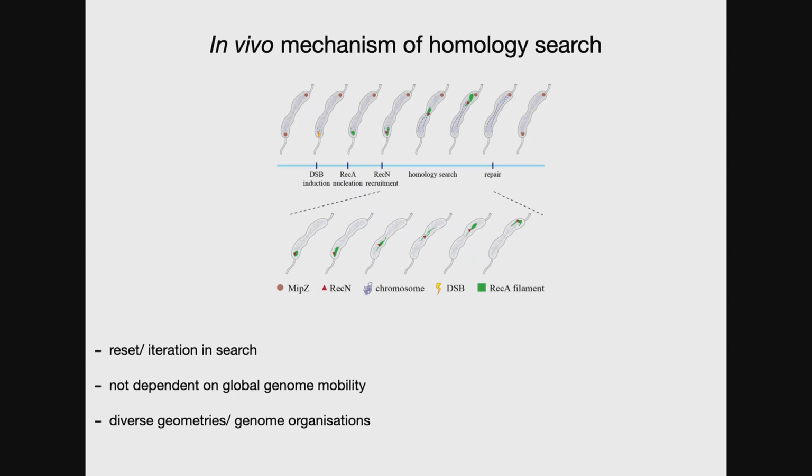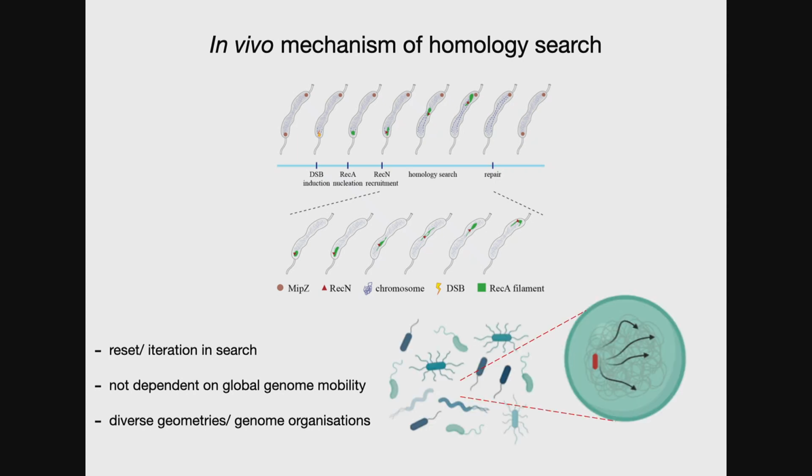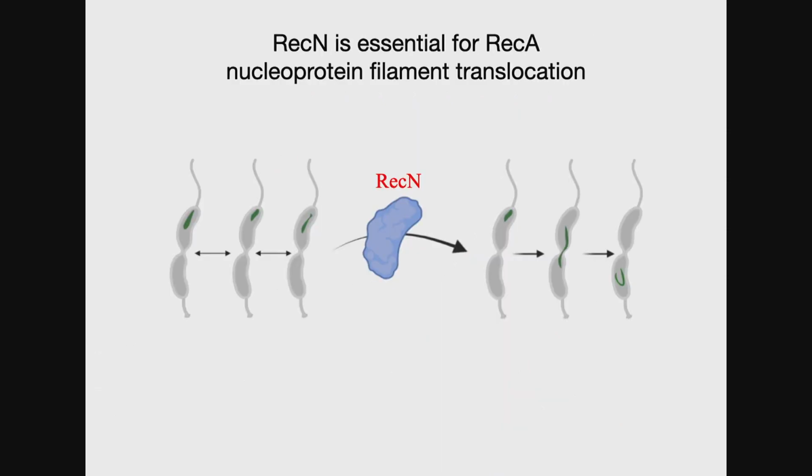What's interesting about this model of search, at least according to us, is that it can span diverse cellular geometries. Because RecA is going to move from a fixed point to one location and back again, it should be able to sample irregular cell shapes as well. And it doesn't need the entire chromosome to get mobilized. All you need is a filament to be mobile inside the cell.